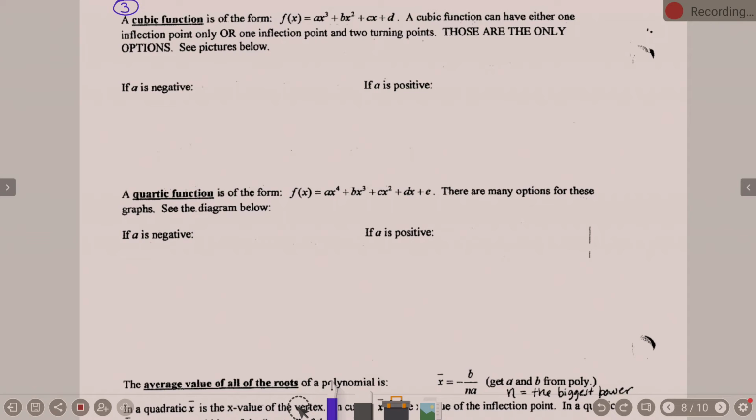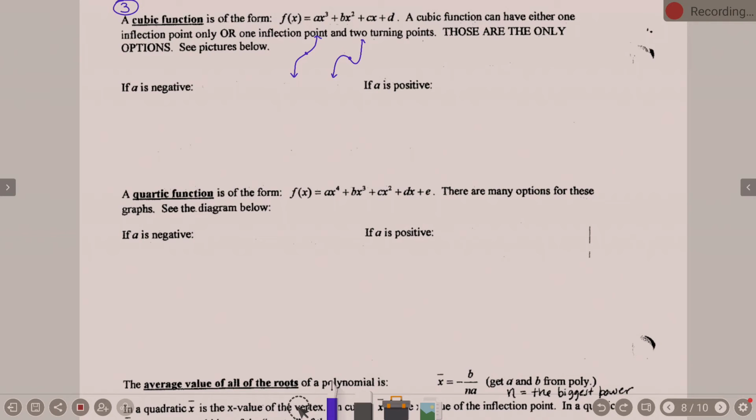With that in mind, the x to the third you're used to looks like that, right? That's the x to the third you're used to, where my inflection point is at your 0, 0 idea. So that's the idea of one inflection point. Can you visualize one inflection point and 2 turning points? That's where you're going to end up with a max and a min, and you're going to have that inflection point in the middle. Okay, those are your options.